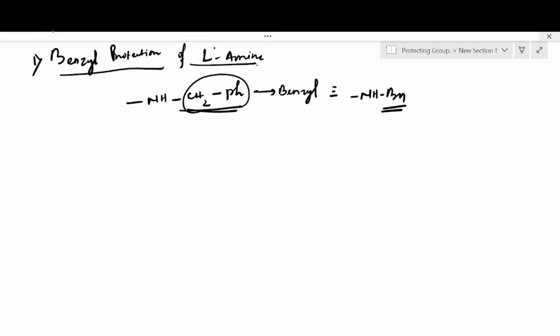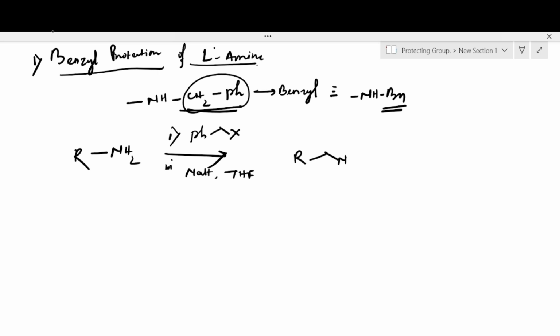So how to protect? When a compound containing a primary amine is treated with benzyl halide and a base like sodium hydride in THF, what will form? Initially it will form one benzyl group. Now this is again a nucleophile, and it will attack one more molecule of benzyl halide, then it will form the dibenzylated protected form of the primary amine.